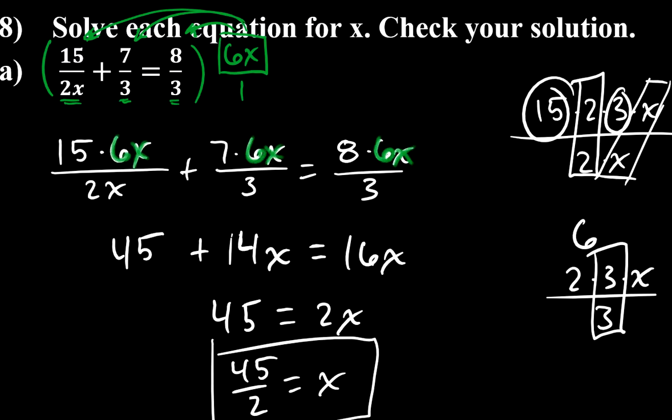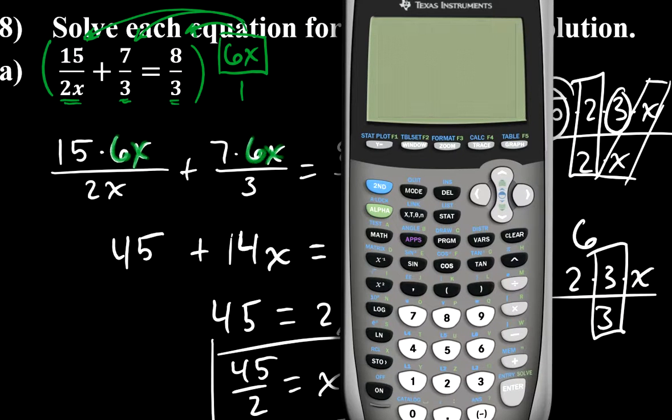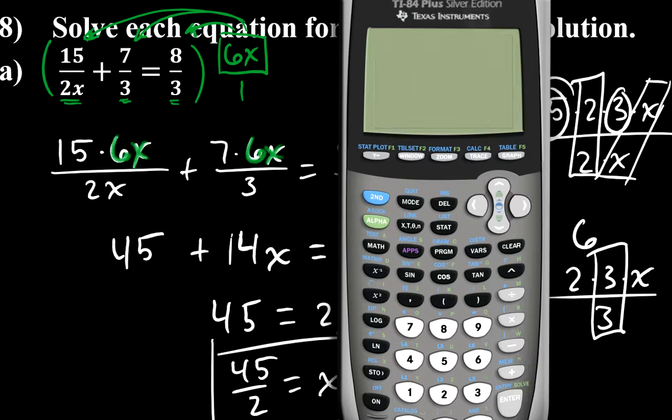But I want to include a check for this. So what I'm going to do is take my answer, plug it in to this particular denominator here, and verify that when I take that and I add 7/3, I really do get 8/3. So I'm going to start by turning on my calculator, and then I'm going to enter 15. Actually, you know what? I'm going to use the fraction key because this has got the new ROM on it. So I'll do the fraction key.